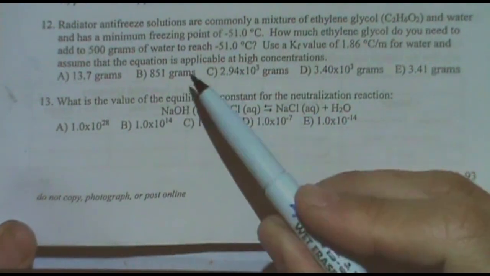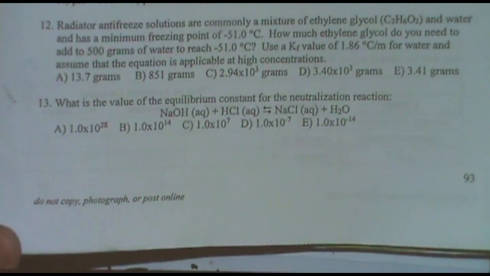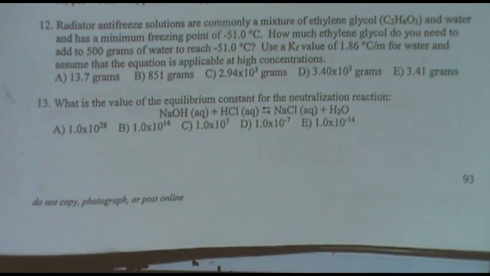How much ethylene glycol do you need? So this is the harder version. It's not asking you for molality, it's asking you for an amount, which is inside of molality. So first solve for molality, and then get to whatever you want. Okay. So m equals ΔT over iK. ΔT.